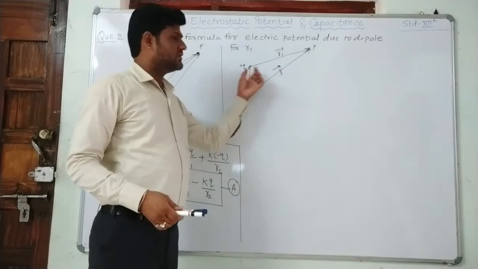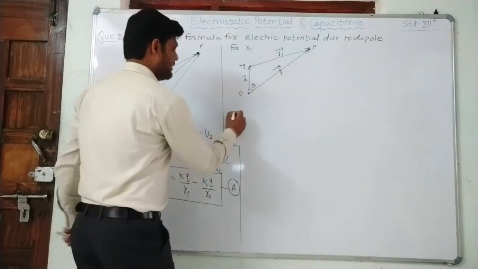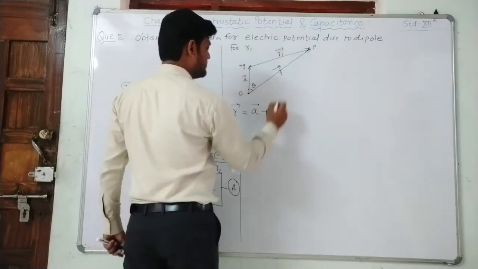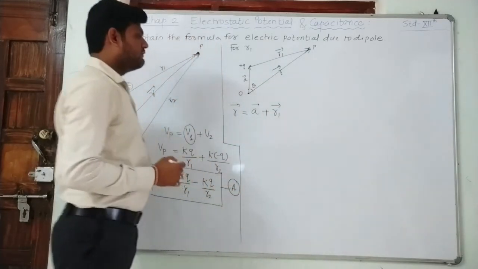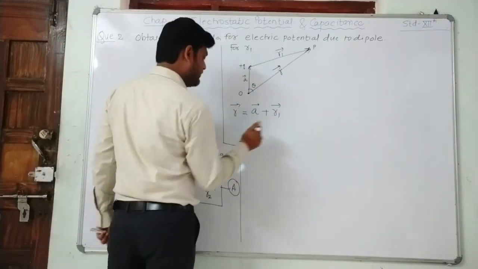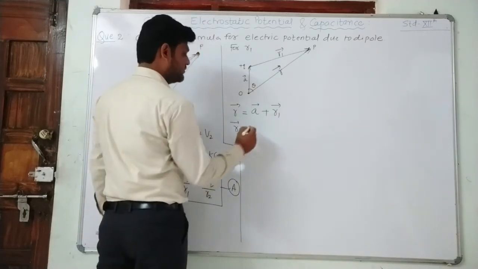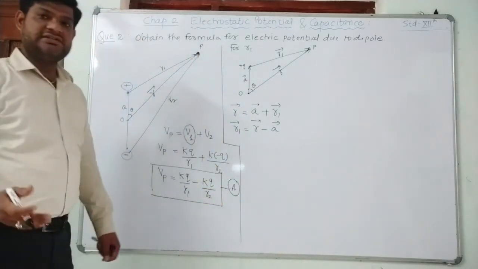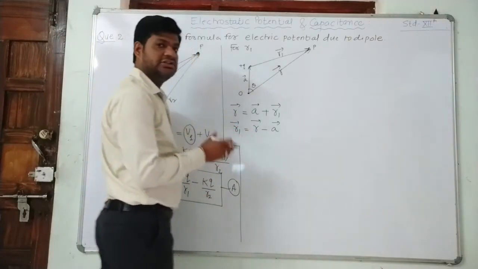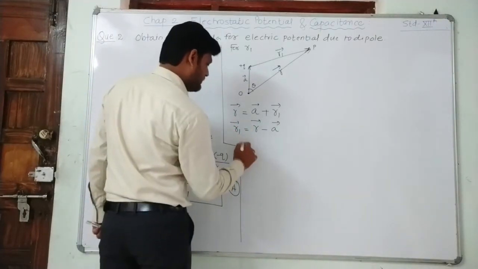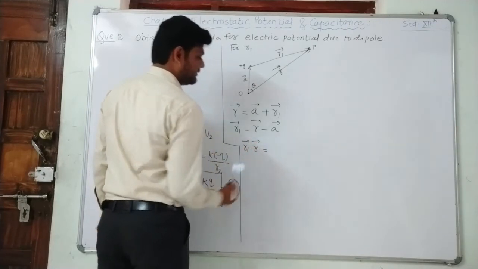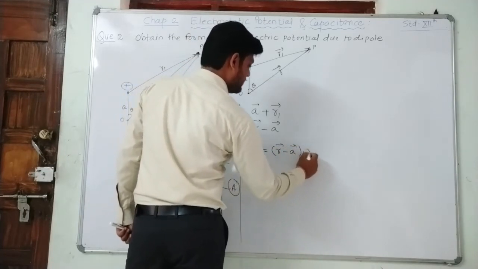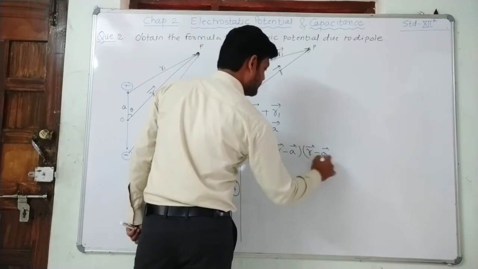So the resultant R vector, we can write, equal to A vector plus this R1 vector. We want to calculate the value of R1. So we will write R1 vector equal to R vector minus A vector. Now simplifying this, suppose we are multiplying this equation with the same. So R1 vector dot R1 vector equal to R vector minus A vector dot again R vector minus A vector.